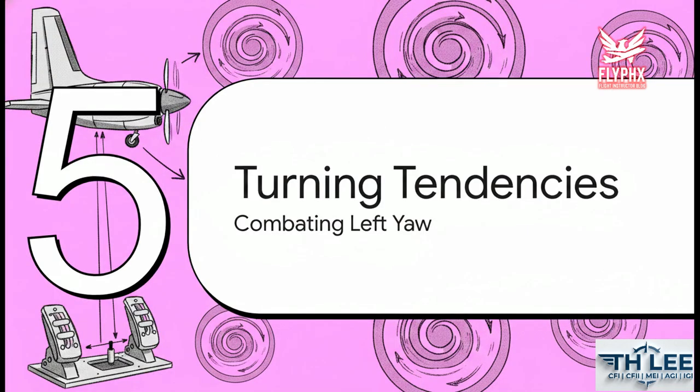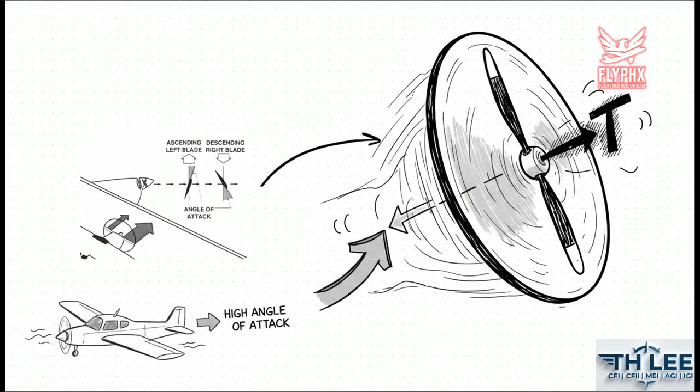Finally, Section 5, the 4 left turning tendencies. First up on our list is P factor, also known as asymmetric thrust. When you're flying at a high angle of attack, like during a really slow, steep climb, the propeller disc is actually tilted back. Because the prop is spinning clockwise from your perspective, the right side descending blade is swinging down and forward directly into the relative wind.